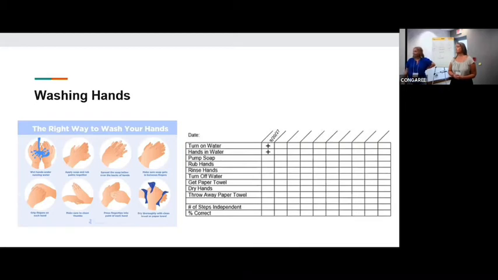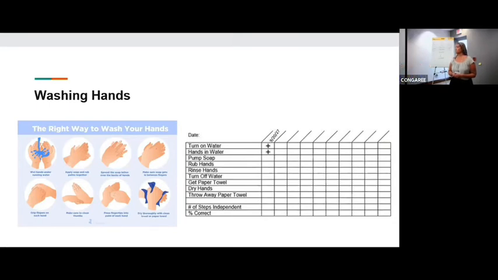I like this example because we see this picture all the time in restaurants. We have to have this for adults, especially now. Yeah, we need to be taught how to wash our hands. So this is just a simple one for washing hands, and another data sheet.